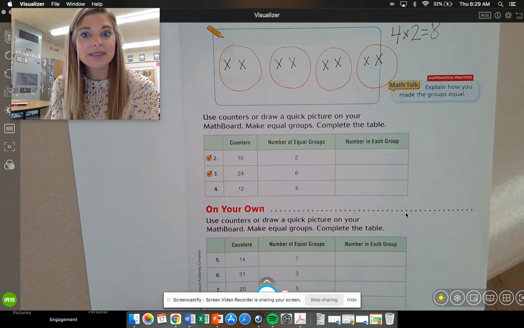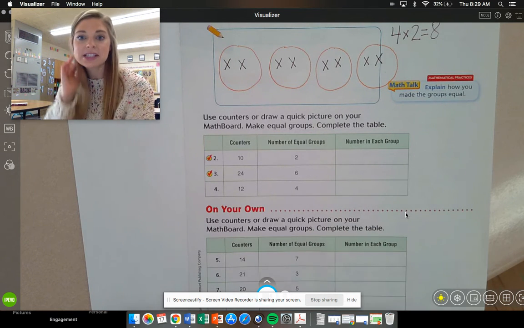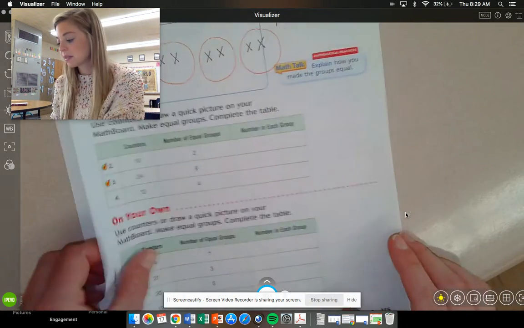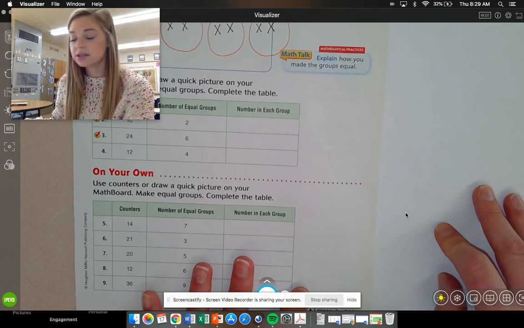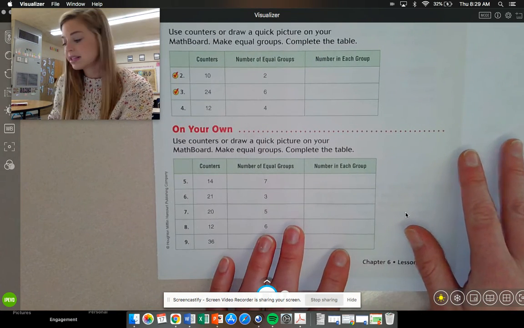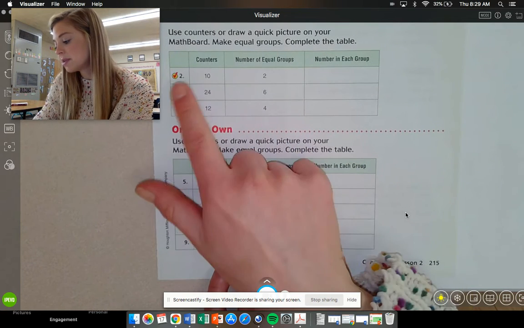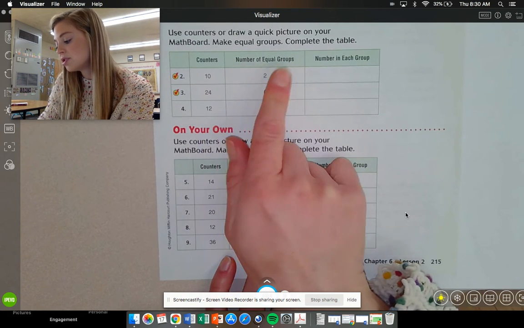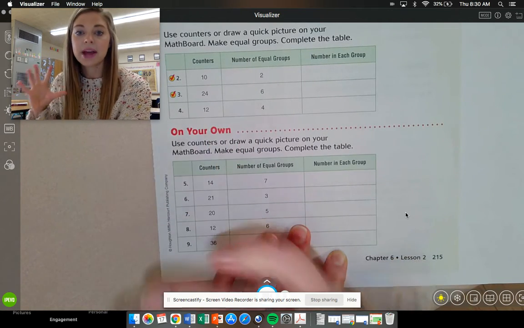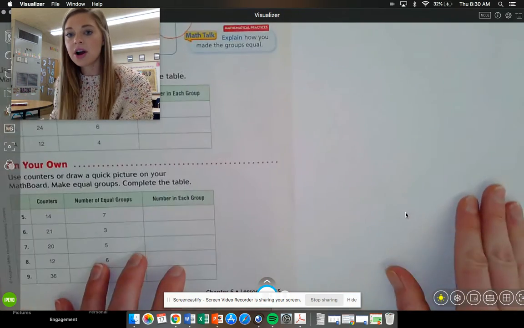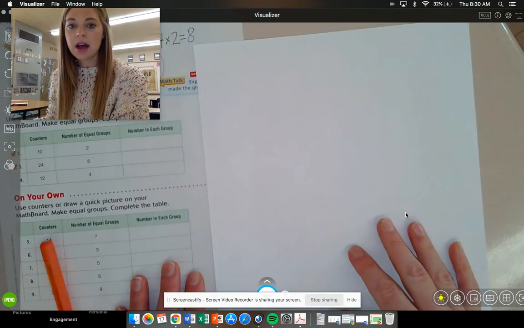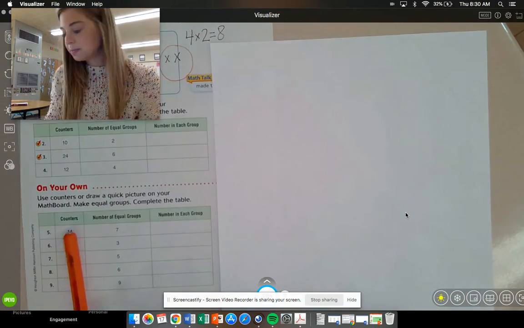All right, hopefully you got some of your energy out, so you're ready to focus for the last part of this lesson. So we have our piece of scratch paper with us. All right, so number 2 here, it says we're going to draw a picture to solve these problems. So number 2 says there's 10 counters and 2 equal groups. So that would be 10 divided by 2. So we have 10 counters and 2 groups. So somewhere on your blank piece of paper, I want you to draw 2 groups.